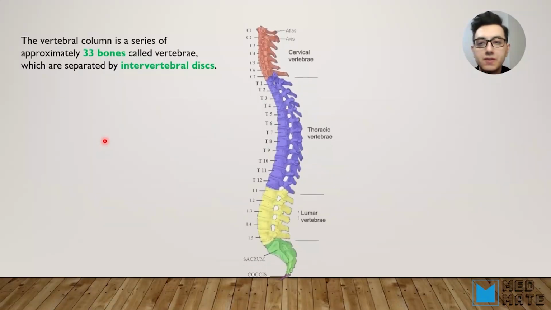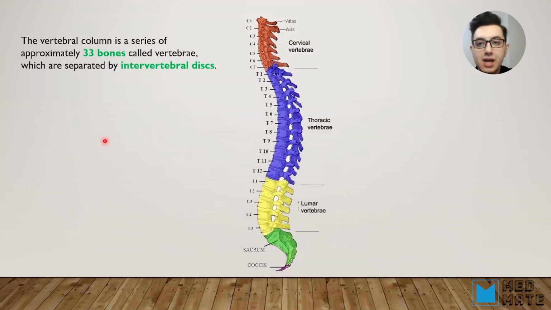The vertebral column consists of 33 bones, and in between each of them we have an intervertebral disc, which works like a cushion. Now, if we were to partition each part of the vertebral column, the first segment consists of 7 vertebrae, and that's called the cervical vertebrae.